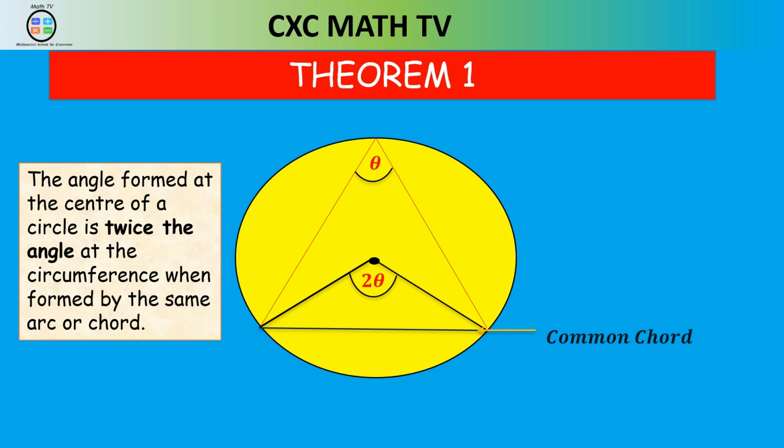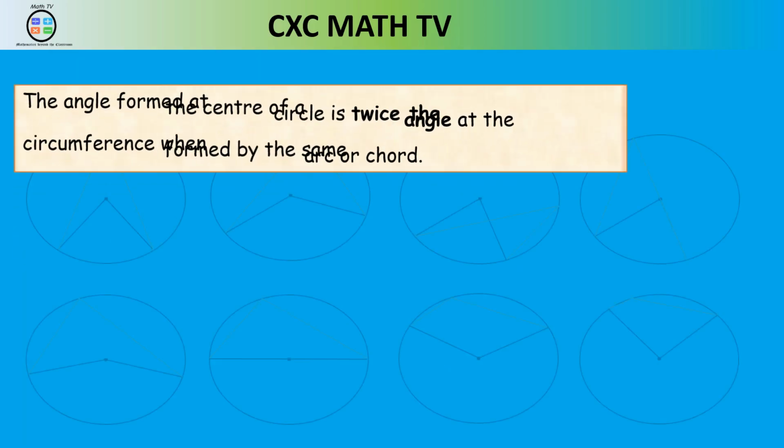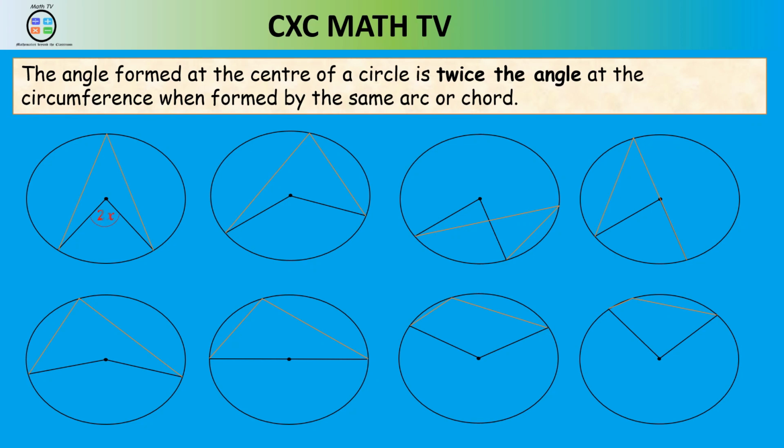Now we put that common chord there in blue. That's the common chord between the center angle and the angle at the circumference. So if we look at the following diagrams right here, we can see the angle at the center being 2x and the angle at the circumference being x. We also see the common chords highlighted in red.